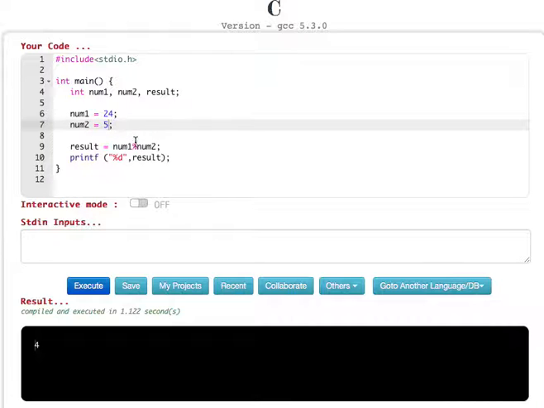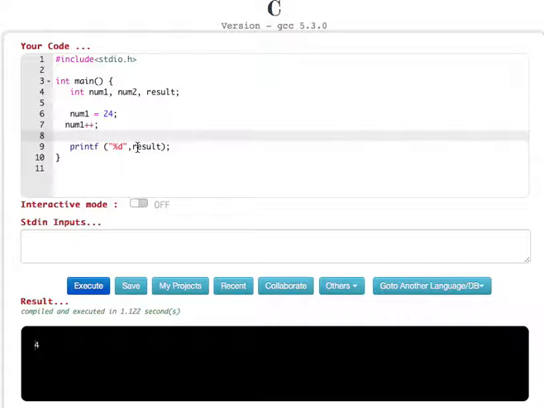arithmetics. Now let's see what increment and decrement mean, right? So let's start with increment. For example, we have 24, and if you want to make this 25, we put num1 plus plus. So let's get rid of this one, we don't need it. Here we have percentage d, and here we are going to put num1, and if you run this, we're going to get one more, like 25, right?